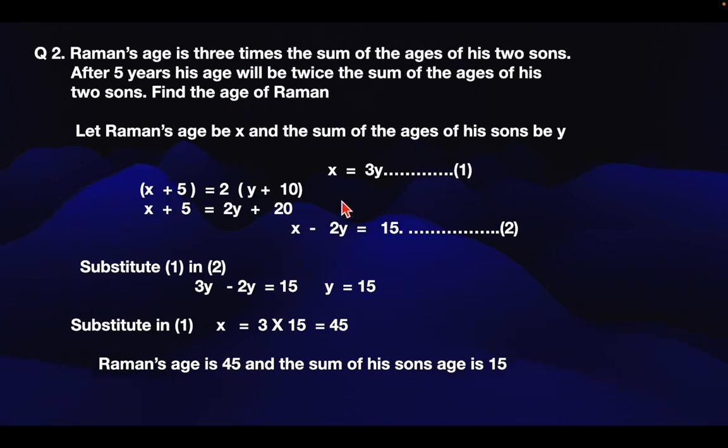After 5 years, Raman is 5 years older, so we are adding 5 more years. He has 2 sons, so 5 plus 5, 10. So y will become y plus 10. And after 5 years, his age will be twice the sum of the ages, so x plus 5 is 2 times (y plus 10). Open the brackets and simplify, you get the second equation. Now you can substitute this in this equation. Solve it, you get y is equal to 15. Again put this value here, you get x is equal to 45. So Raman's age is 45 and the sum of the ages of his sons is 15.